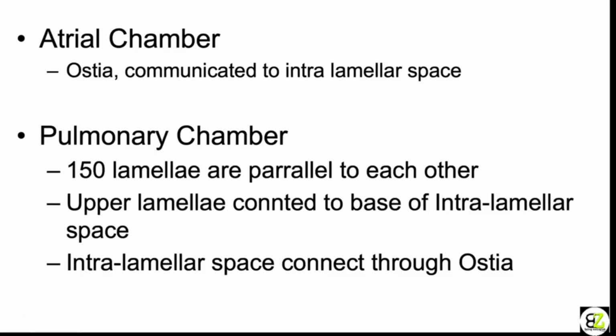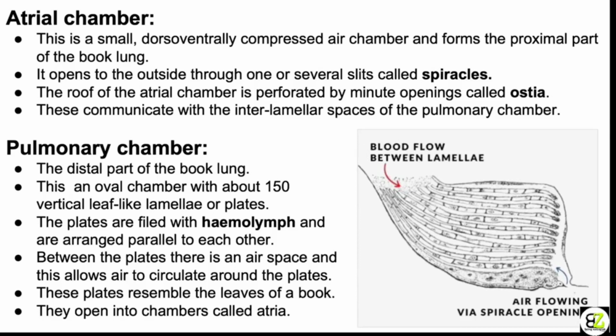Atrial chamber, in which small spores are there, which helps in communication with the intralamellar space, in which the hemolymph is there, so exchange of gases takes place in that area. Pulmonary chamber is also there, containing 150 lamellae, which are parallel to each other, and upper lamellae connected to the base of the intralamellar space. Intralamellar space connects through the ostia, so this is the direct connection between the atrial chamber and pulmonary chamber, that is ostia. So this is all the description regarding atrial chamber and pulmonary chamber.